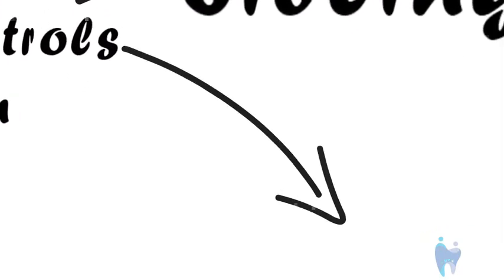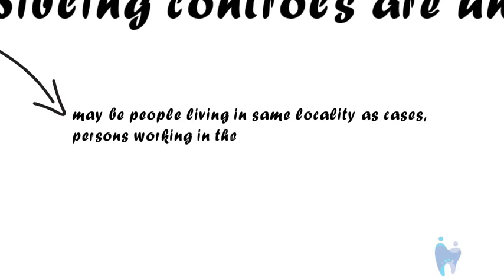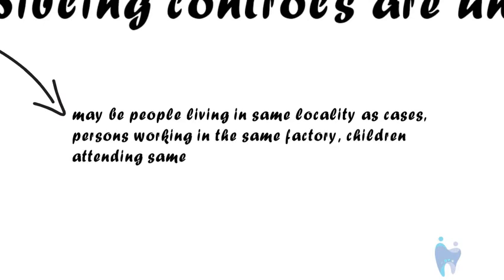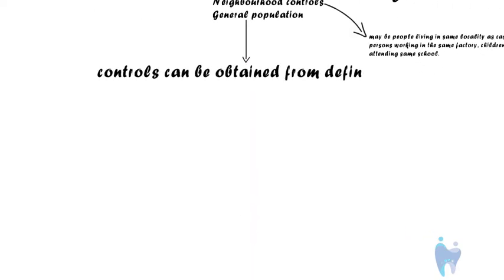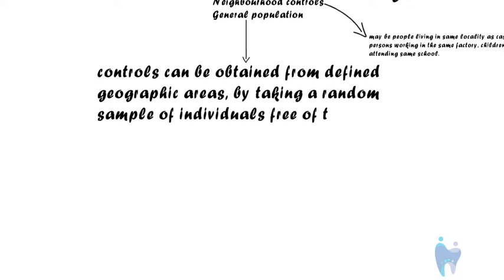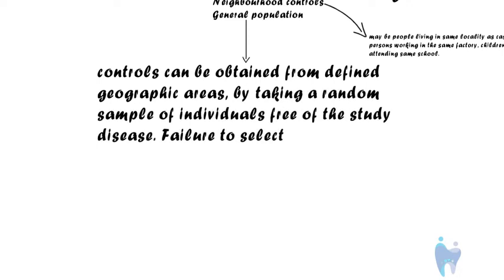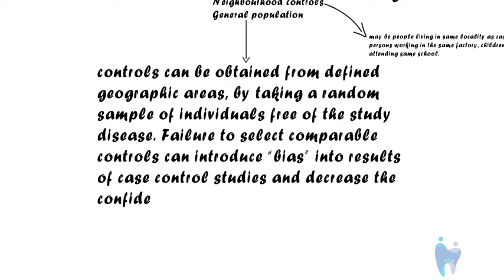Neighborhood controls may be people living in the same locality as cases, persons working in the same factory, or children attending the same school. General population controls can be obtained from defined geographic areas, by taking a random sample of individuals free of the study disease. Failure to select comparable controls can introduce bias into results of case control studies and decrease the confidence one can place in the findings.